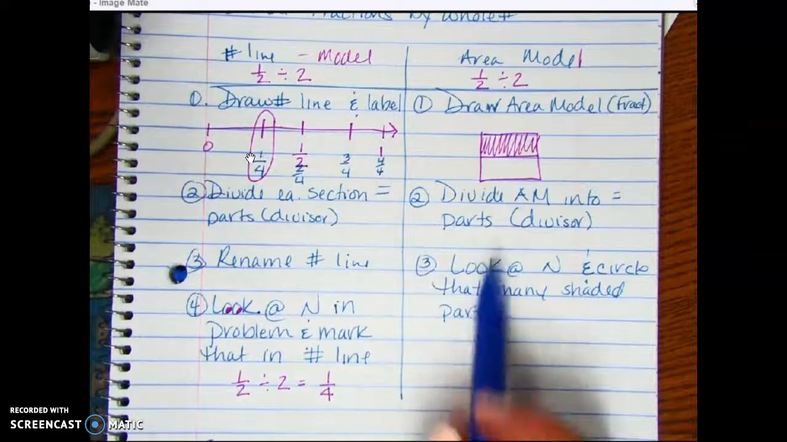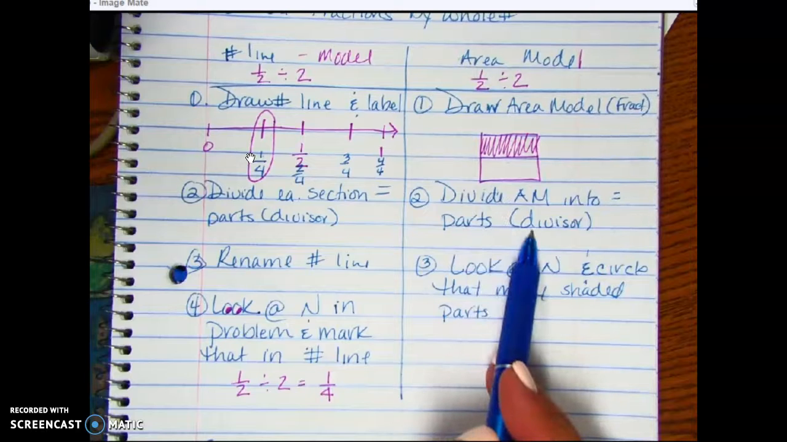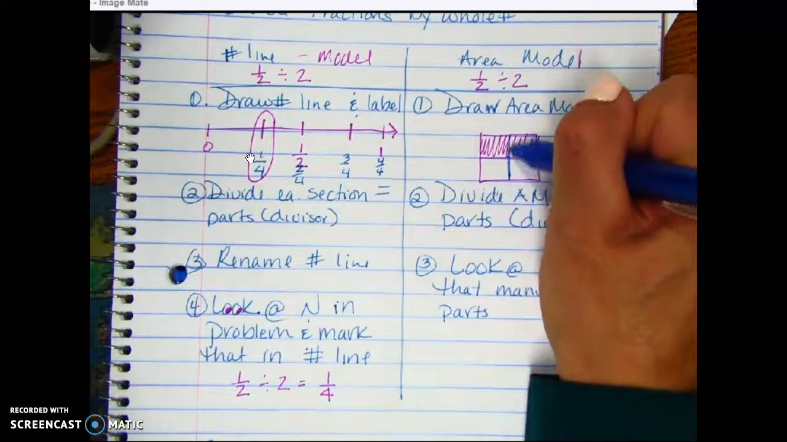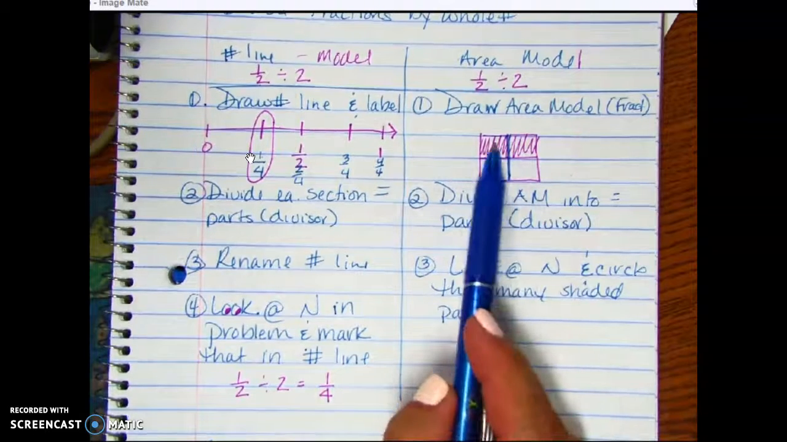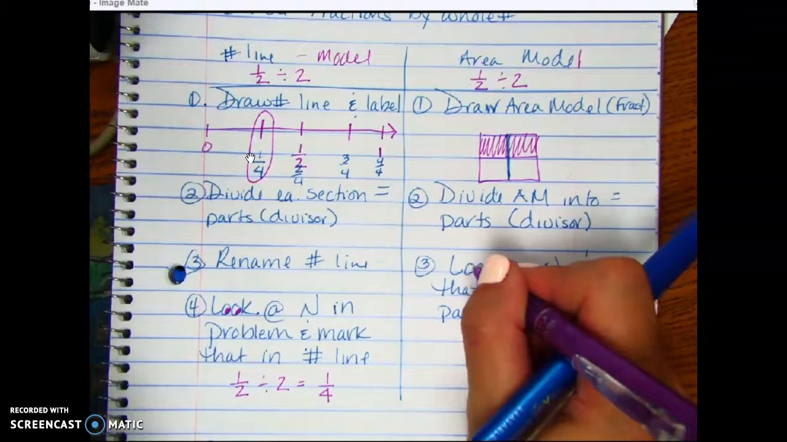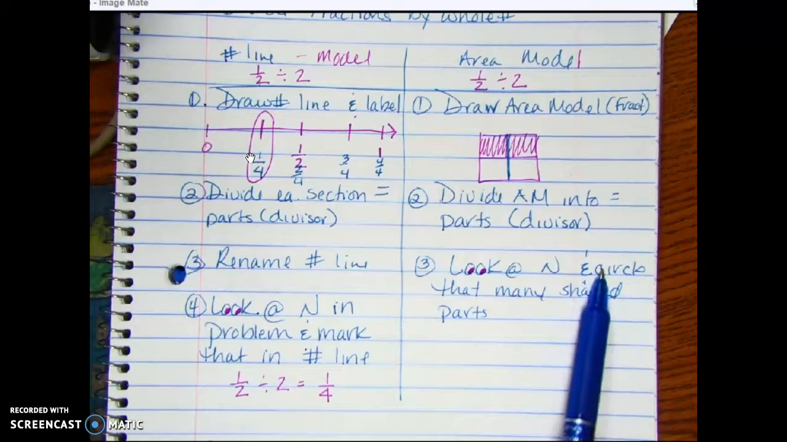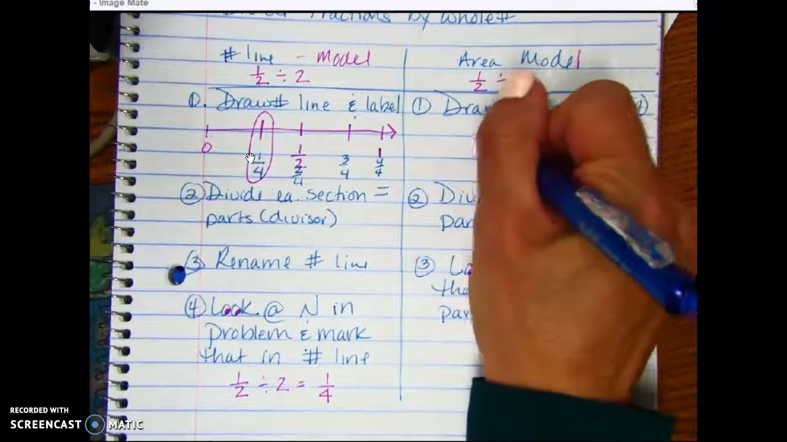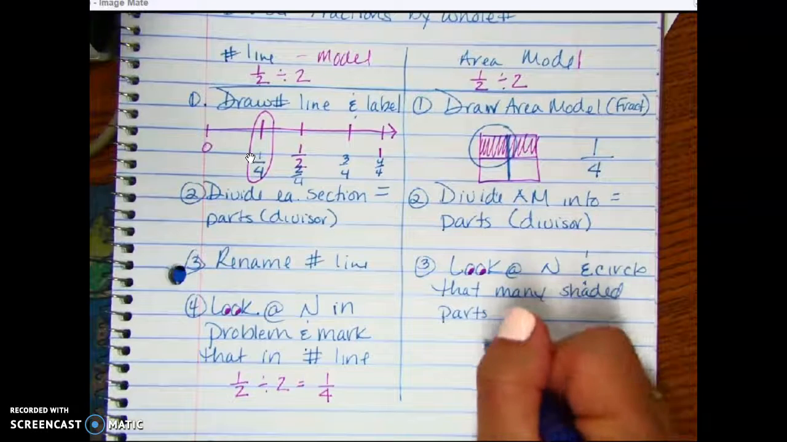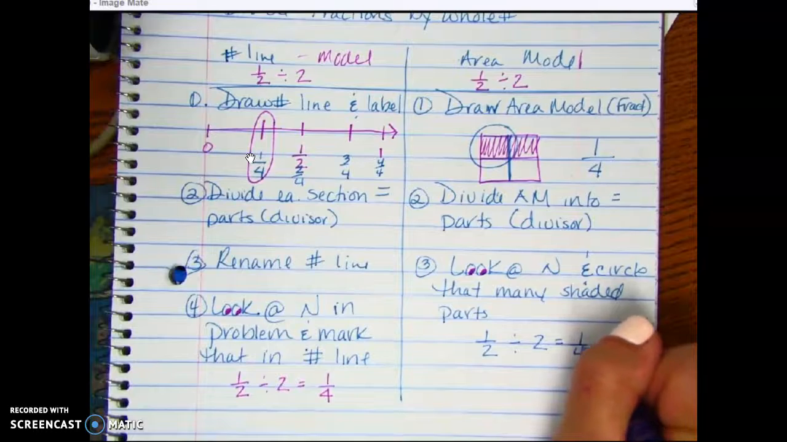Step 2 is to divide my area model into equal parts. How do I know how many parts? I look at my divisor, divide in 2. So I go ahead and mark that in 2. Okay, so now I'm at 4 equal parts. Again, I look in the numerator, but this time I circle that many shaded parts. So I circled 1 out of how many altogether? 4. So 1/2 divided by 2 equals 1/4.